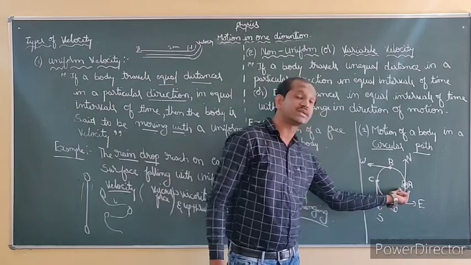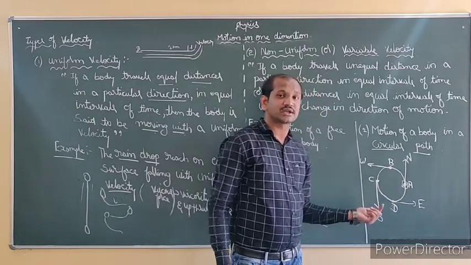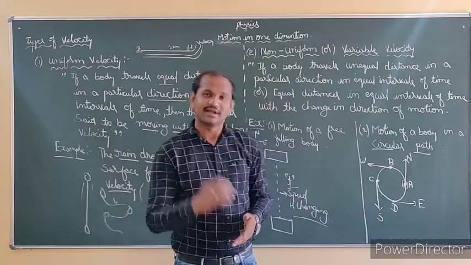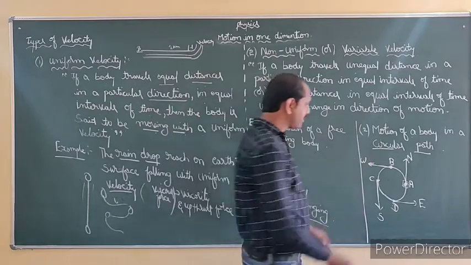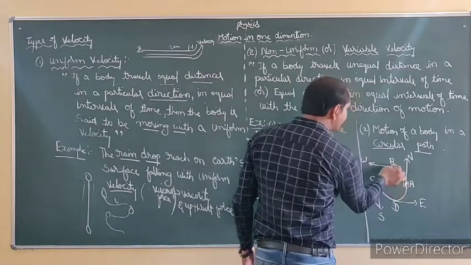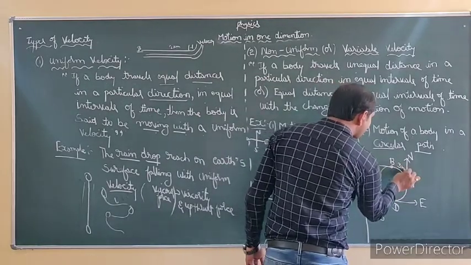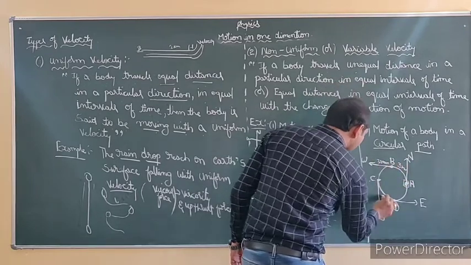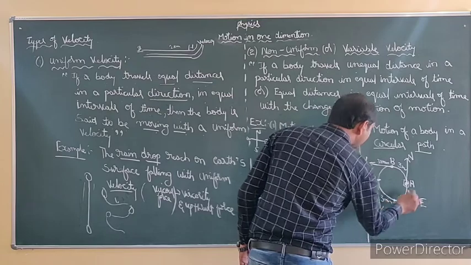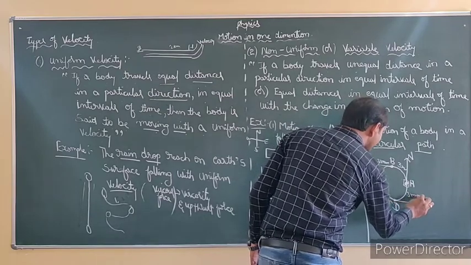Then what about a body which is moving in a circle? If the direction changes, what changes? Velocity changes each and every time. Understand? Now for example, the time taken by the body to move from A to B is 3 minutes, B to C is 3 minutes, C to D also 3 minutes, and D to A is also 3 minutes.